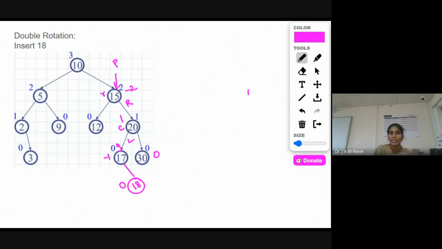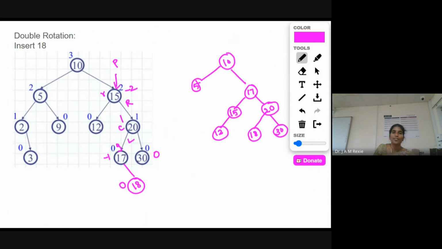So we'll be getting 17 in the position of 15, and 15 will go to the left side of 17, and 20 will take the right position of 17, and they will be having 12 here, and 20 was already having 30 here. Now this 18, the right side of 17, that will be taken to the left of 20, and the other side will be the same as earlier, 10, 5, 2, 3, and 9. Okay, so we have made the rotations only here.